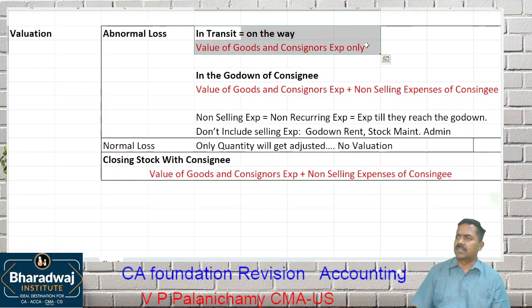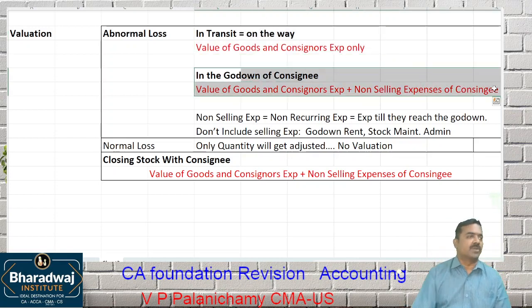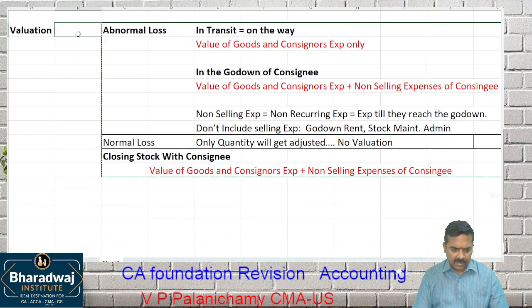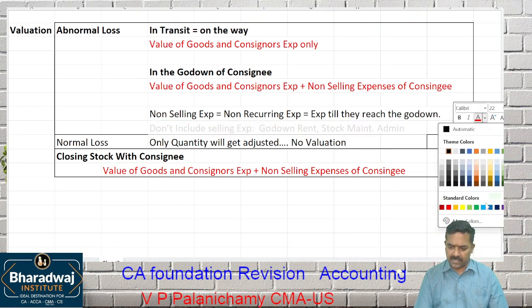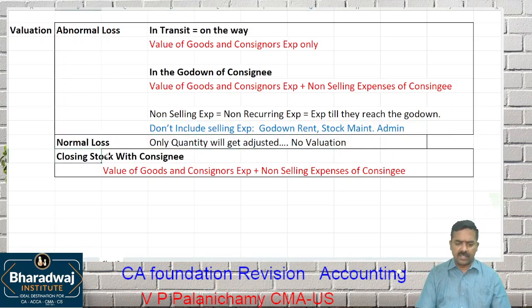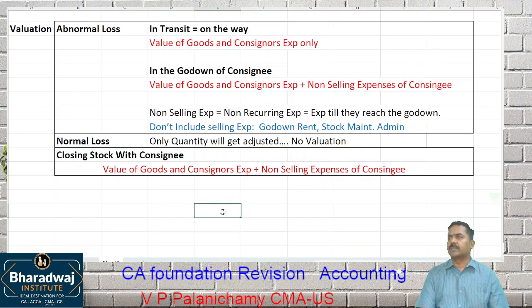On the way, if the goods are destroyed, what to do? Value of the goods plus what? Consignor's expense only. After reaching the godown, in the consignee's godown, if the goods are destroyed, what to do? All expense of consignor plus what? Non-selling expense of consignee. Don't include which one? Selling expense of consignee. Normal loss, the quantity gets adjusted, no valuation is required. If closing stocks are with the consignee, value like this. So this is about which one? Valuation of abnormal loss, stock, etc.